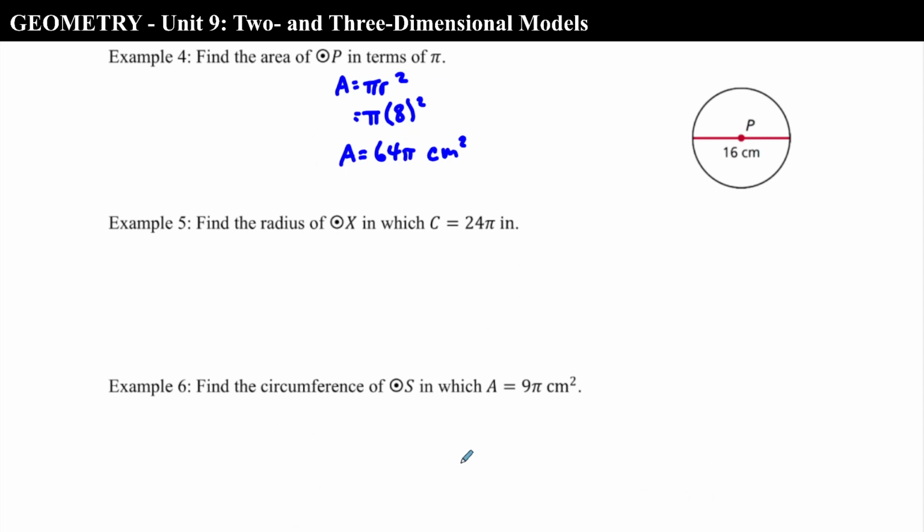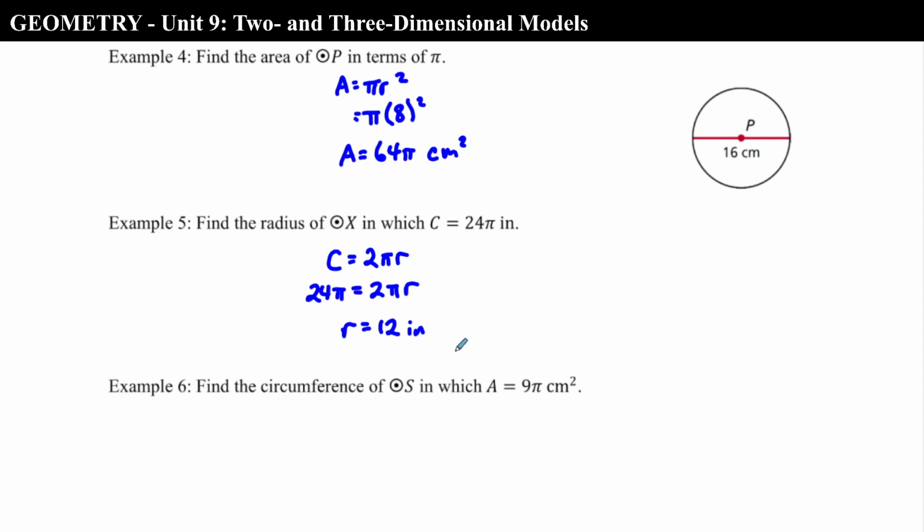All right, let's find the radius of circle X, where the circumference is 24 pi. Well, we know that the circumference is 2 pi r. If the circumference is 24 pi, and we know 2 pi r is on the other side, we can find the radius by dividing each side by 2 pi, and so we get our radius is 12 inches.